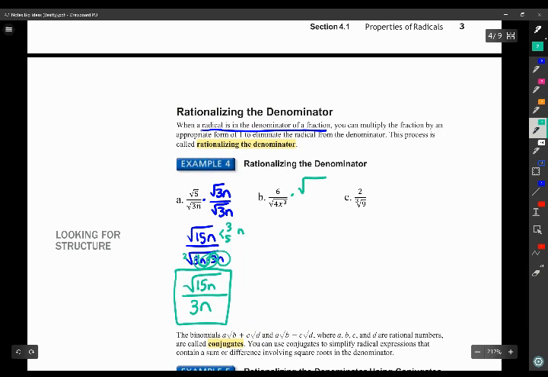So we're going to go square root of 4x to the third over square root of 4x to the third. So on top, we get 6x to the 6, and then square root of 4x to the third. And on the bottom, we get 4x to the third times 4x to the third.